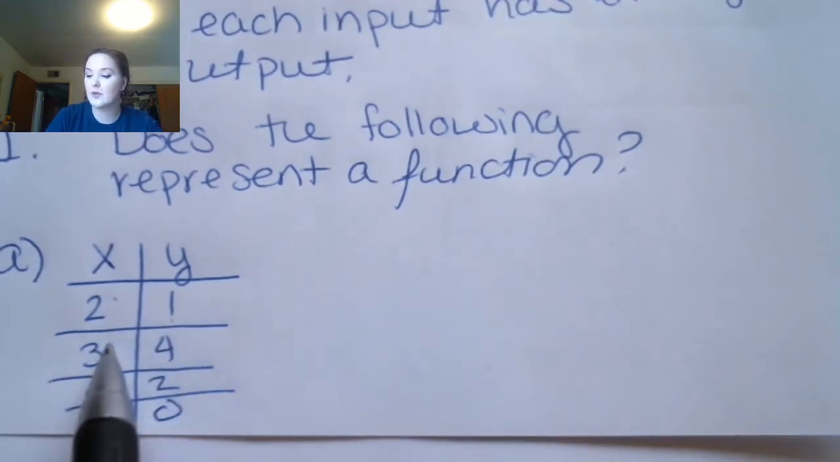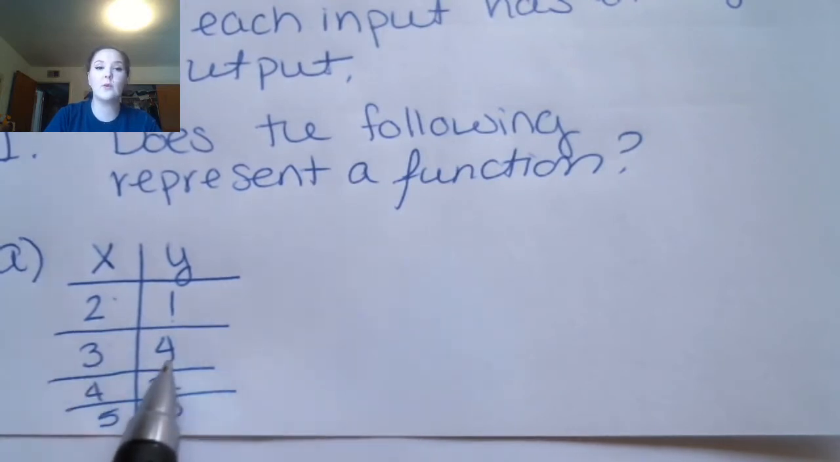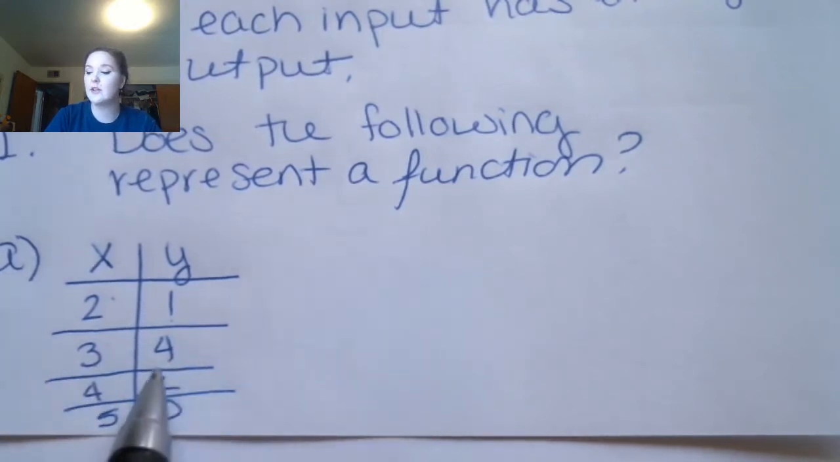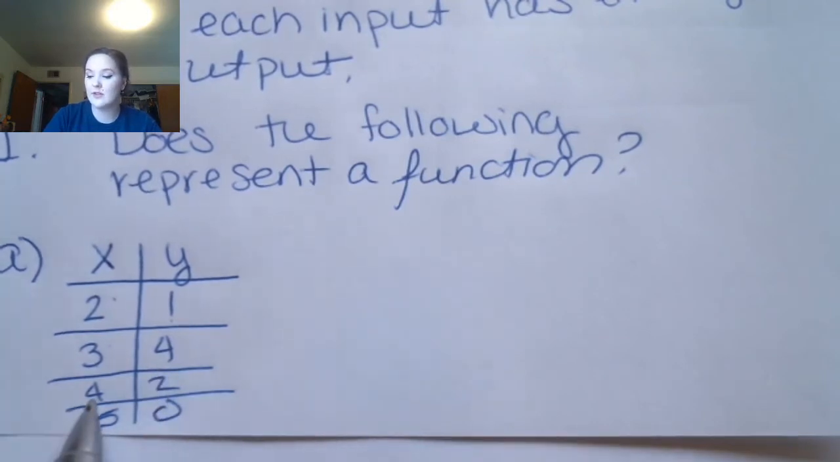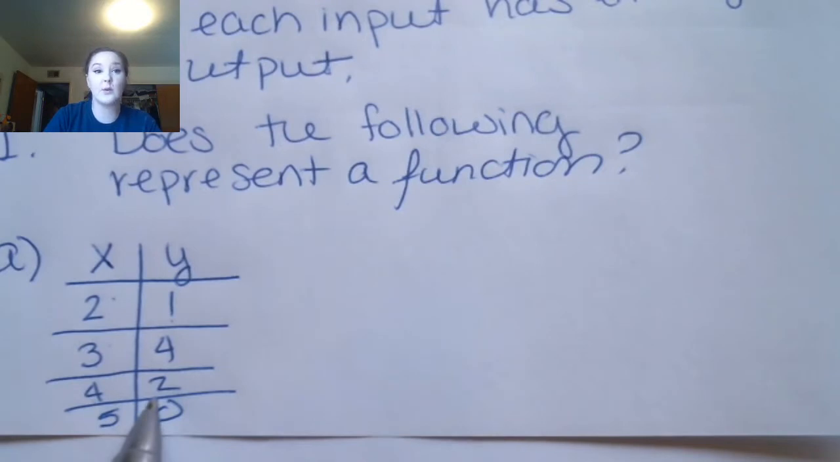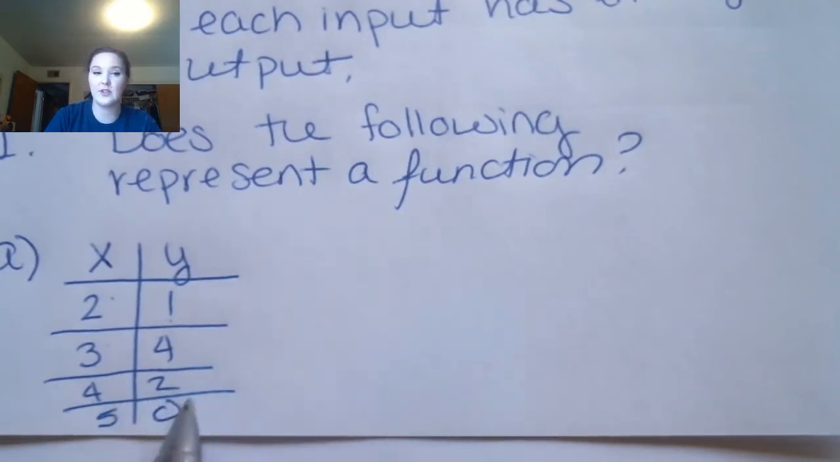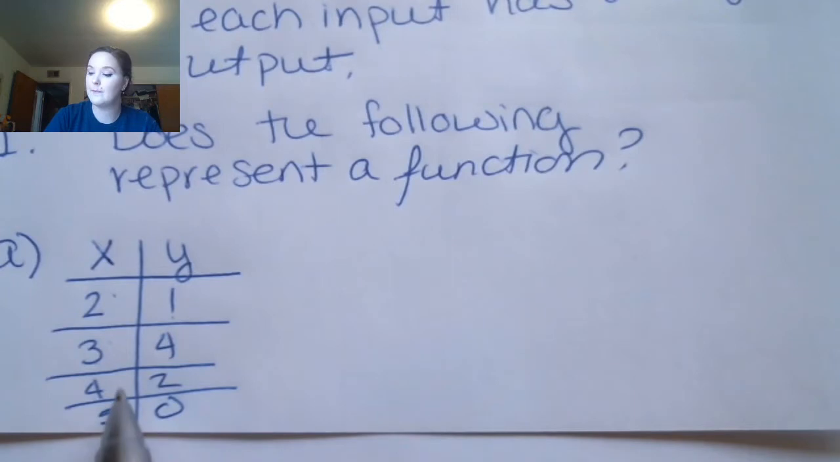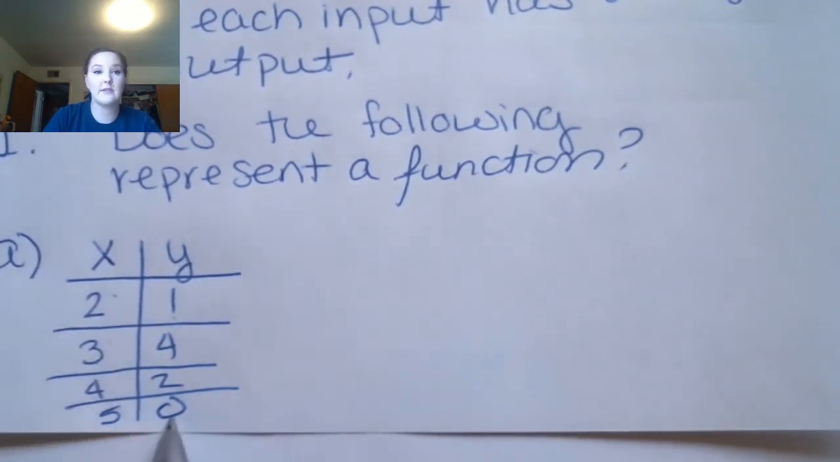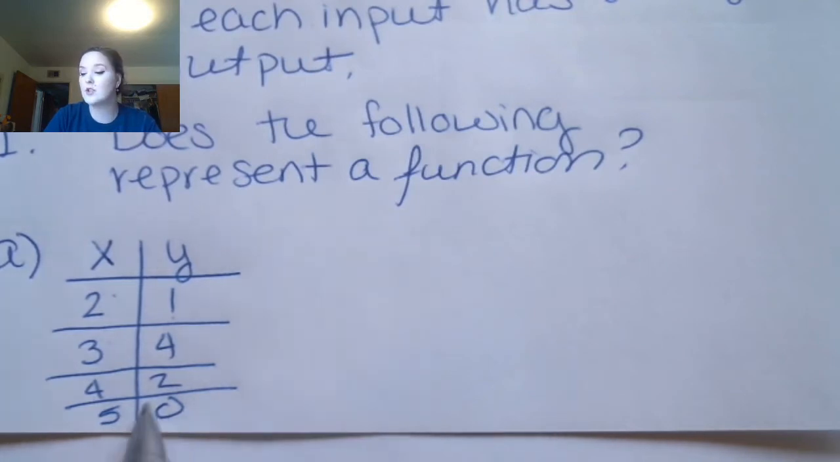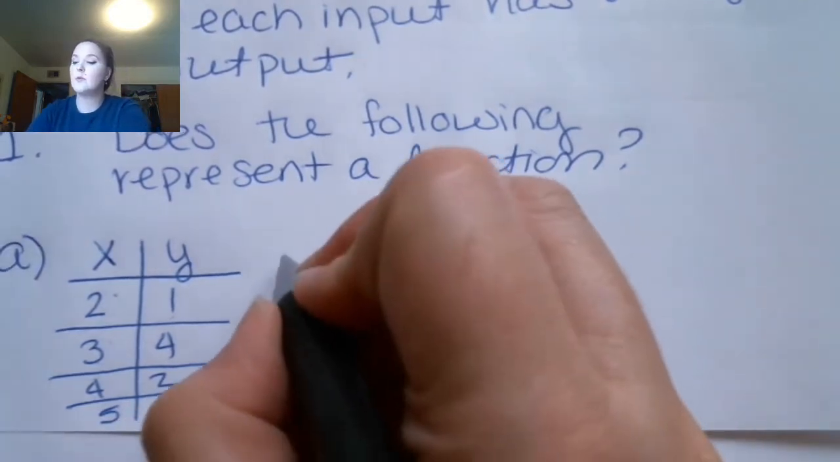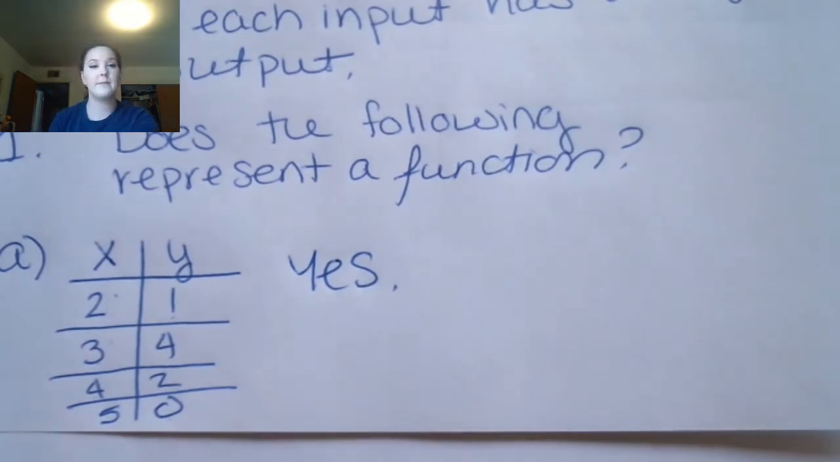Then we'll do the same thing for 3. Is there an associated y value? Yes, here it is. Is there only one associated y value? Yes. Here, is there an associated y value? Yes. Is there only one associated y value? Yes, it's just 2. For this value of x, 5, is there an associated y value? Yes. Is there more than one? No, it's just the value 0. So we would say, yes, this is a function. And that's how you check for a table of values.